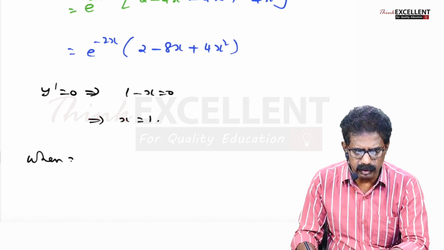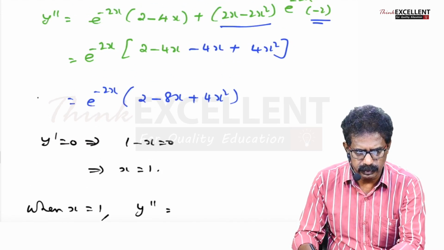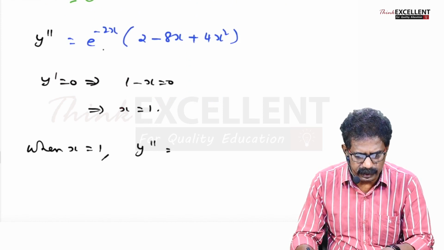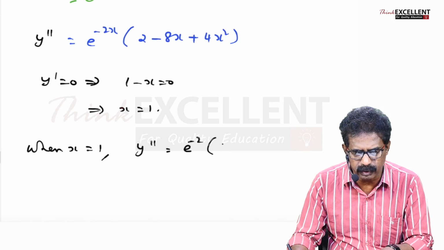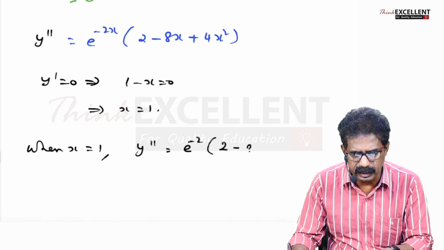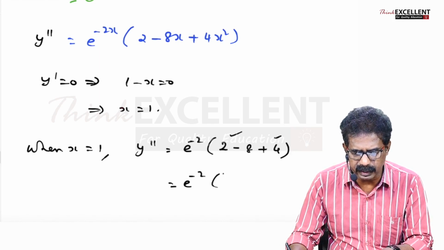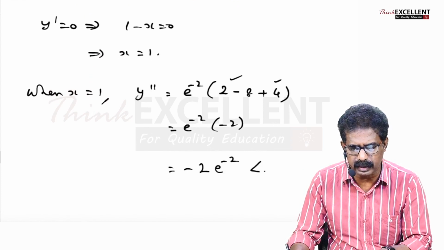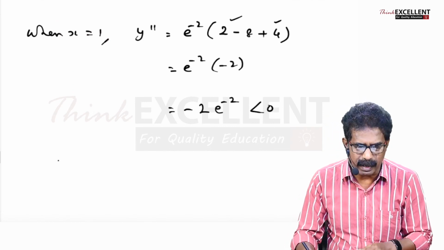So when x equal to 1, substitute in the second derivative. This is y double dash, right? For x you put 1, so you are getting e raised to minus 2 into, you are giving 1, 2 minus 8 plus 4. So e raised to minus 2 into 4 plus 2, 6, 6 minus 8 is minus 2. You are getting minus 2 e raised to minus 2, negative. So the second derivative is negative, so you can say there is a maximum.